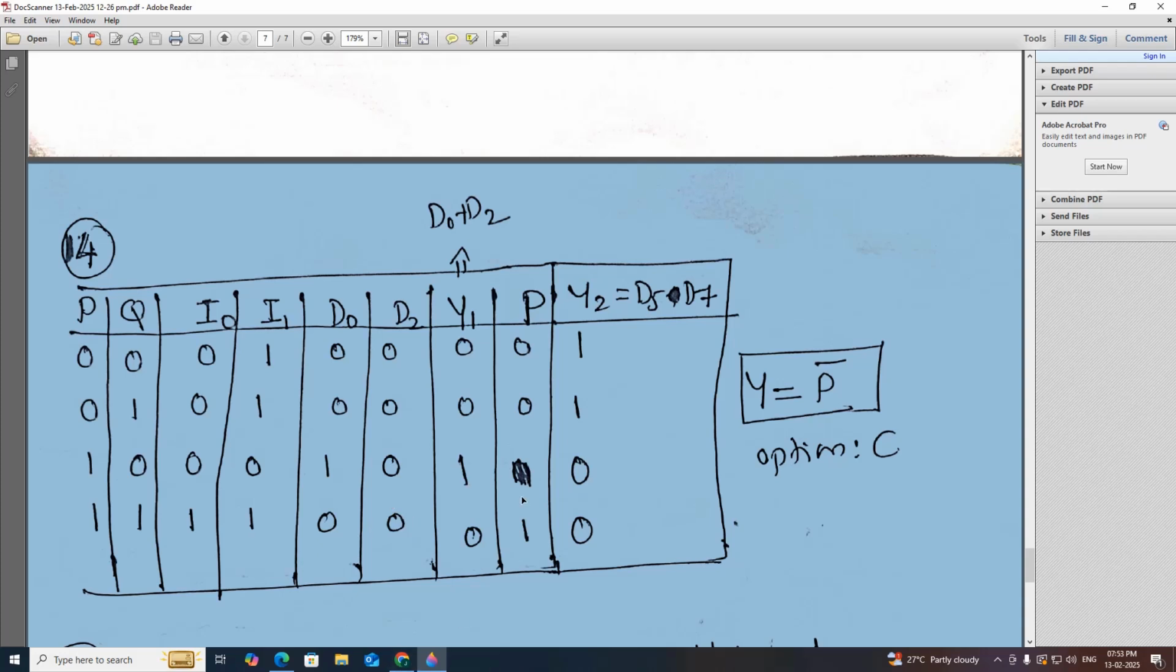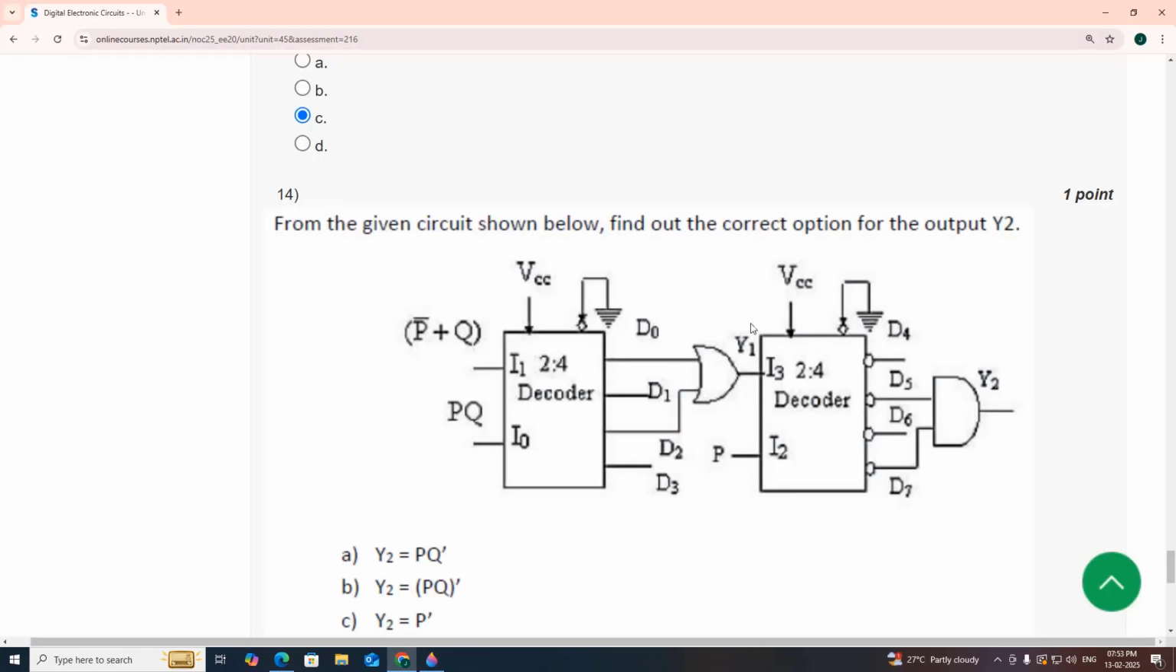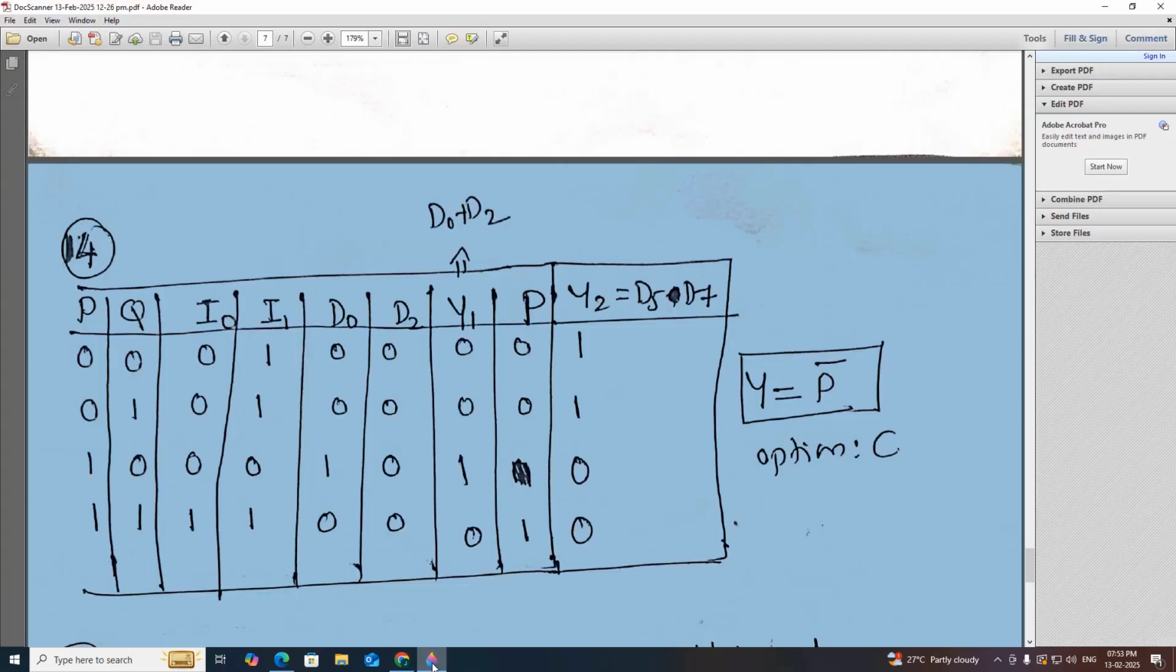Okay. Next, we will try to find what is Y1. Y1 is D0 plus D1. Okay, OR gate. So 0, 0, 0, 0, 0, 1. 1 plus 0 is 1. 0 plus 0 is 0. Now what is P? So we know P. This 0 here, 0 here, 0 here, 0 here. 1, 1, 1, 1.